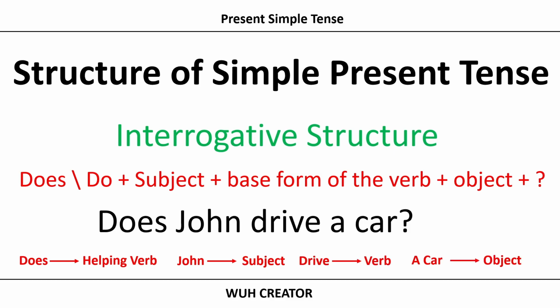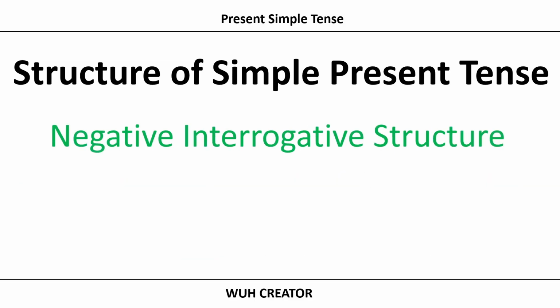Let's move towards the last structure, which is the negative interrogative structure. There are two correct structures. One is the full form and the other is the contracted form. First we are going to discuss the full form, then the contracted form. So let's start first with the full form.